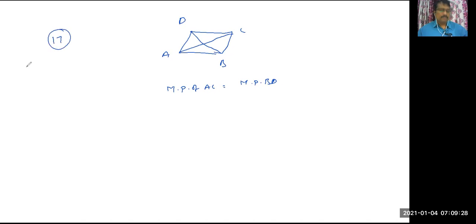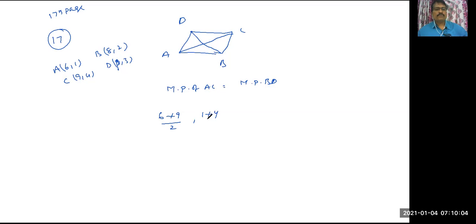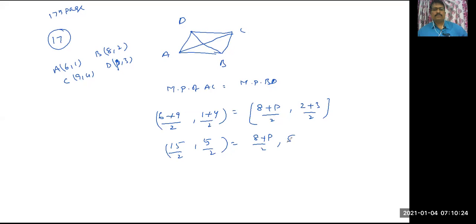In example 17, A is given as (6,1), B is (8,2). This example 17 is on page 177. Then C is (9,4), D is (9,P) — actually (P,3). So the midpoint of AC means 6 plus 9 by 2, 1 plus 4 by 2. Next the midpoint of BD means 8 plus P by 2, 2 plus 3 by 2. 6 plus 9 is 15 by 2, 1 plus 4 is 5 by 2, equal to 8 plus P by 2, 5 by 2.